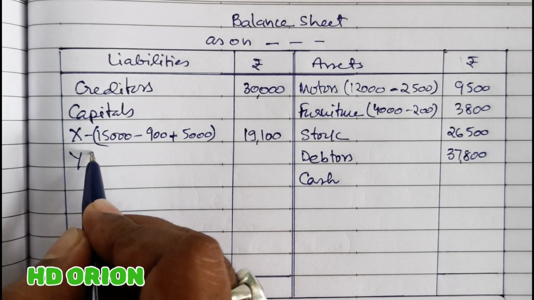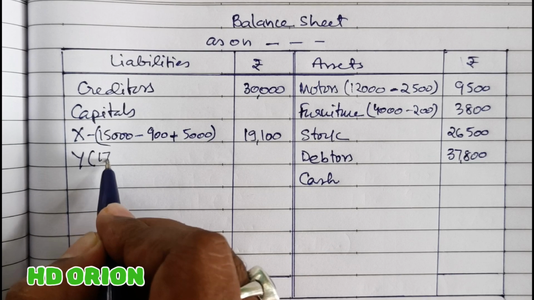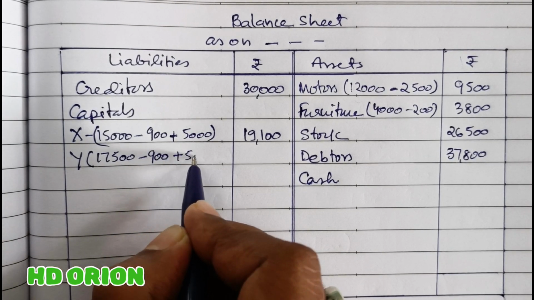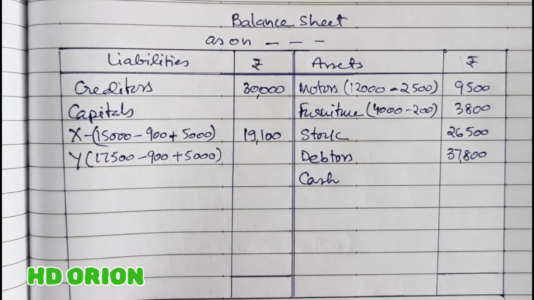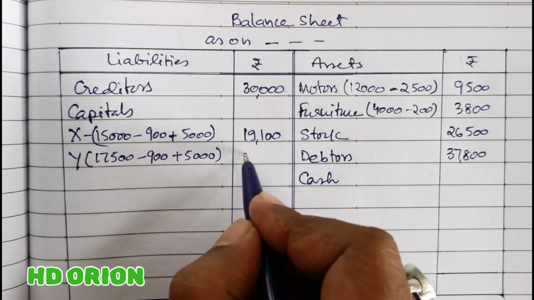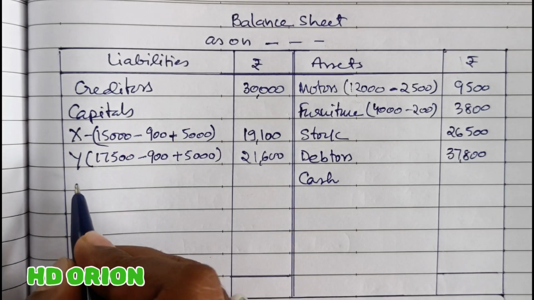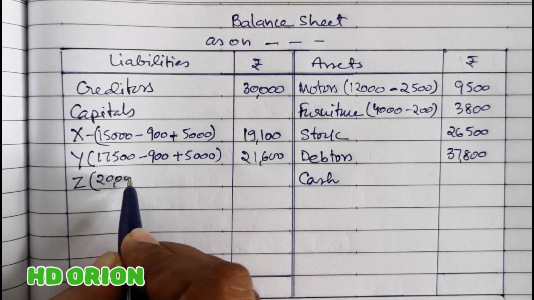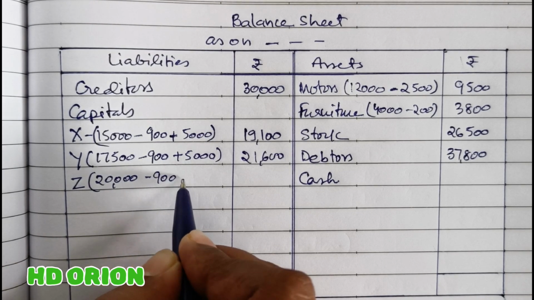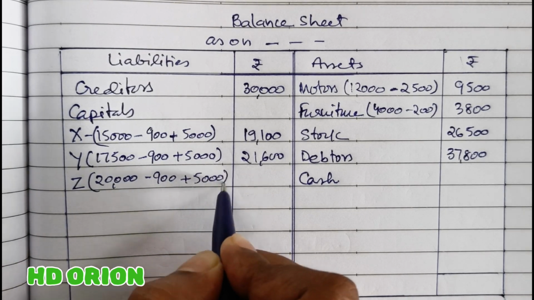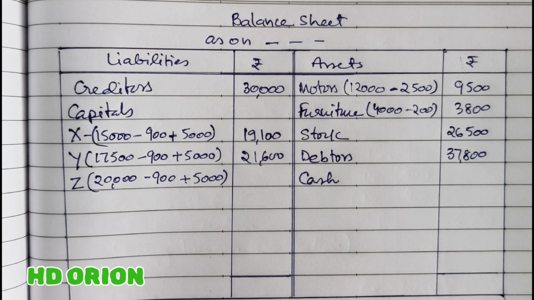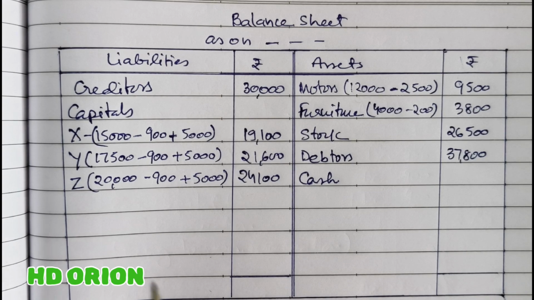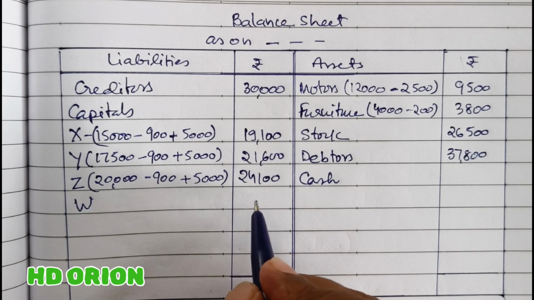19,100. Similarly for Y, initial capital is 17,500 minus 900 loss on revaluation plus 5,000 premium for goodwill. It is 21,600. Then for Z, initial capital is 20,000 minus loss on revaluation 900 plus premium for goodwill rupees 5,000. It is 24,100. And now W's capital is how much?